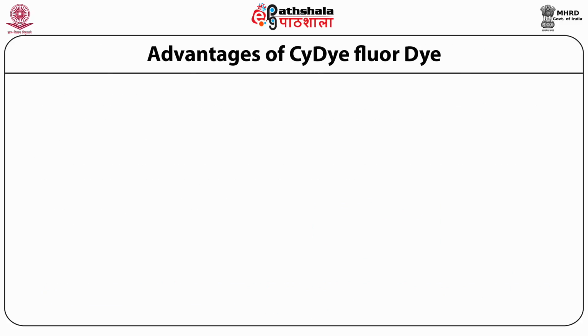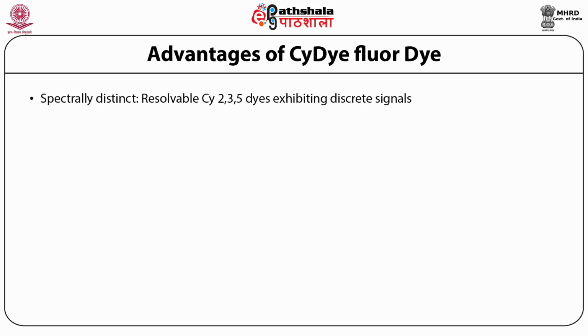Now, having understood about these cyanine dyes, we try to understand the advantages conferred by these CyDyes on the DIGE technique. First of all, these cyanine dyes are spectrally very distinct, which means the cyanine 2, cyanine 3 and cyanine 5 dyes have discrete signals after scanning with the Typhoon scanner. They are size and charge matched, and therefore the labeled samples will always co-migrate within the gel. That means to say, proteins coming from the experimental and the control group would be at the same spot.